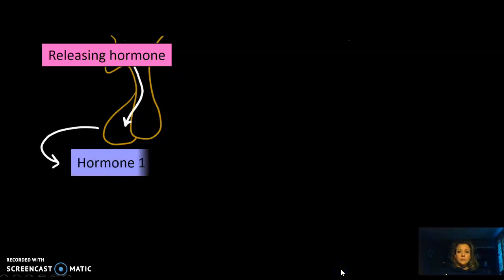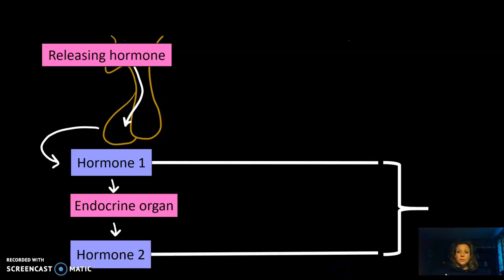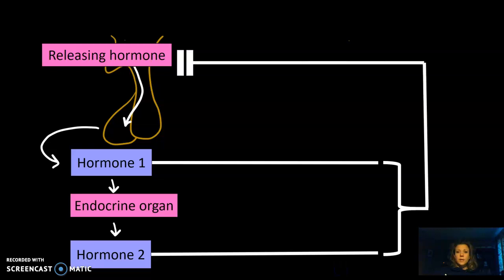Releasing hormone comes from the hypothalamus. It travels down to the anterior pituitary, which releases its hormone. Anterior pituitary hormone 1 goes into the general bloodstream, and it causes another organ or gland to release its hormone, which we're calling hormone number 2. Hormone number 1 and 2 together inside of the blood are going to stop the hypothalamus from secreting releasing hormone.